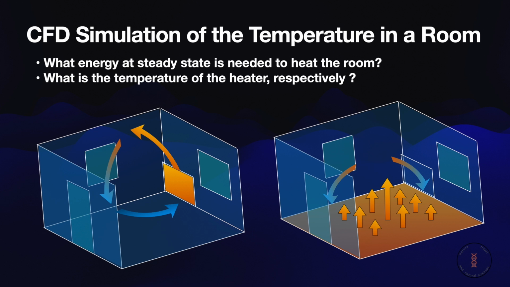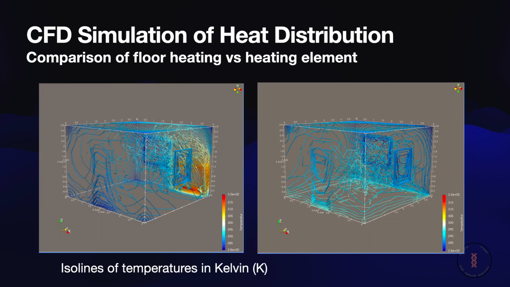Comparing the setups. First, we compare the different scenarios in this schematic figure, before we go to inspect the results of the CFD calculation. The left figure shows wall heating and the right figure shows floor heating. Now we inspect the calculation results.